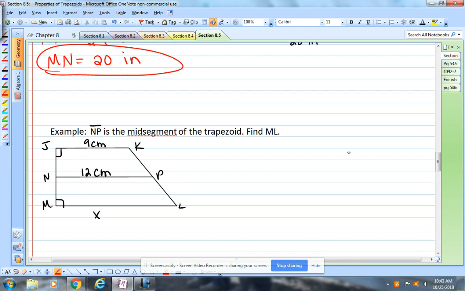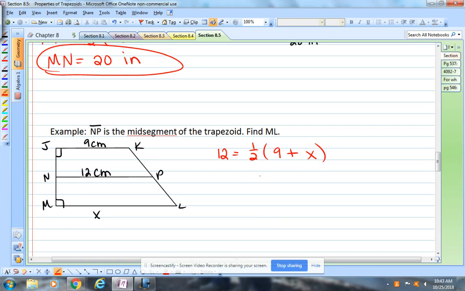How are we going to set it up to find it? Well, we use the formula mid-segment equals 1/2 base plus base, right? And since we know the length of the mid-segment, we could say 12 equals 1/2 of base plus base, right? One base is 9, and the other base is x. Okay, y'all with me? Now we got to solve for x.